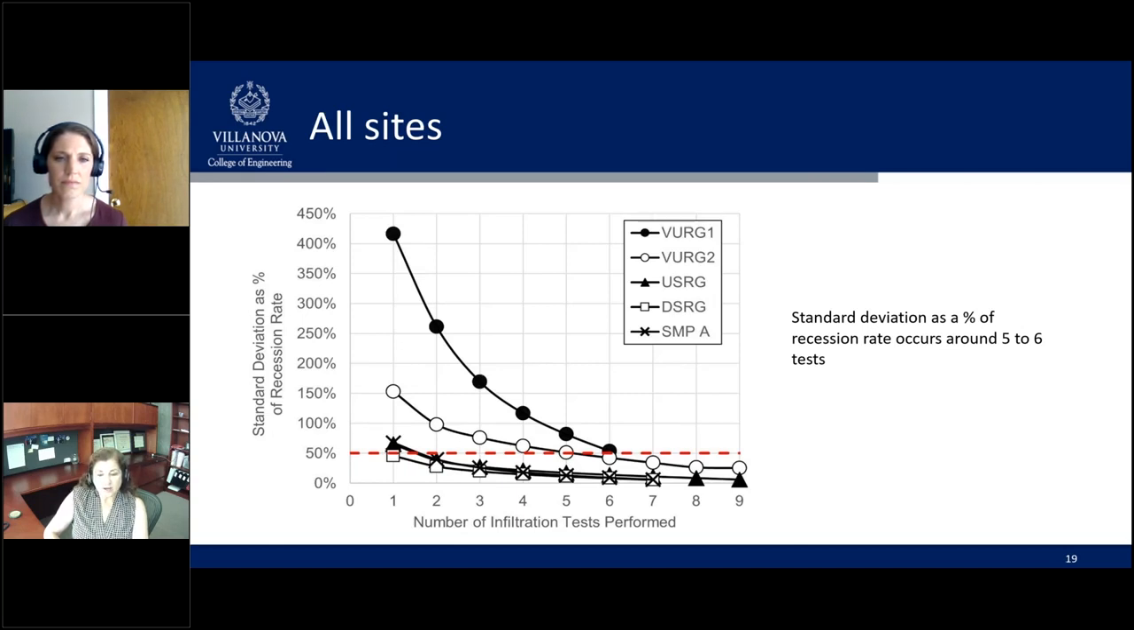And what we are finding is that we can get to a fairly confident value around 5 or 6 infiltration tests. So when we are hovering around 5 or 6 infiltration tests, we are finding that the standard deviation as a percentage of recession rate is 50% or less. And that is something that we feel comfortable saying is going to get us a reliable value that we can go ahead and use for either design or for inspection.